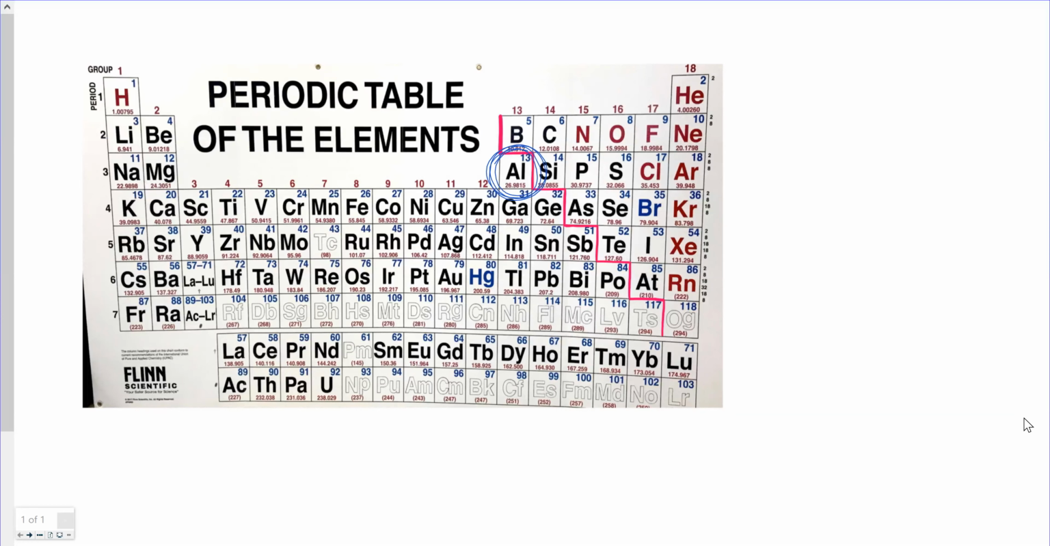You should have already known how to determine the number of valence electrons. Can somebody tell me how many valence electrons aluminum has? I'll pick somebody. 3. Okay, yes, Whitney says 3. And then Whitney, how'd you know that? You are correct though. Because 13 equals 3, 14 equals 4, 15, and so on. Exactly. So this is group 13. You can just subtract 10, or you can just take the ones off of these. And this will tell you how many valence electrons you have.